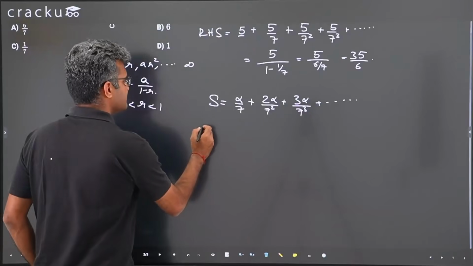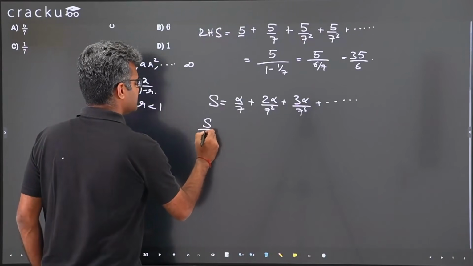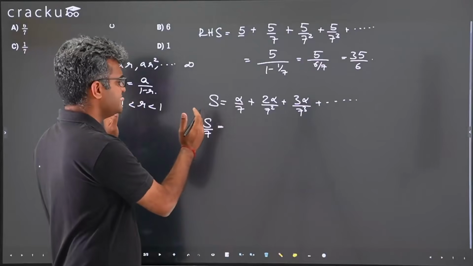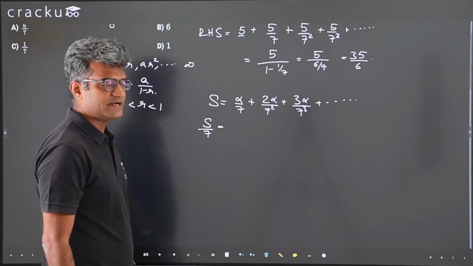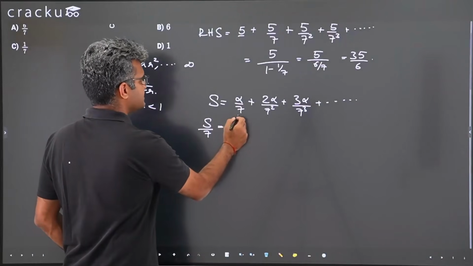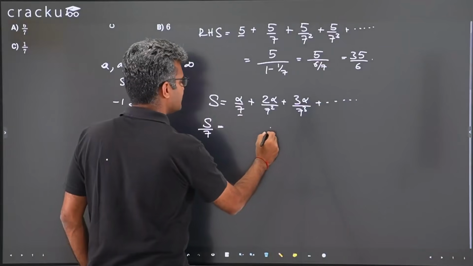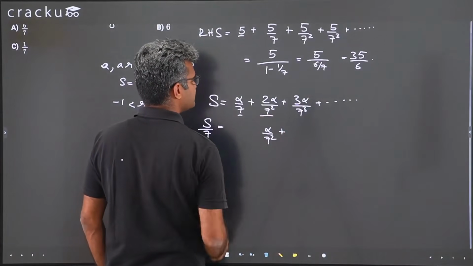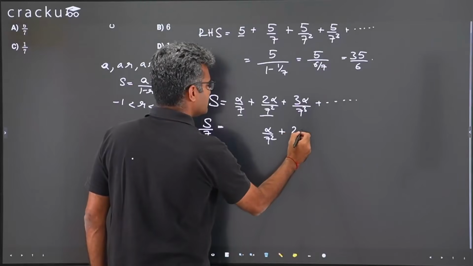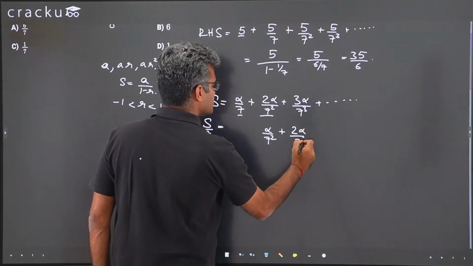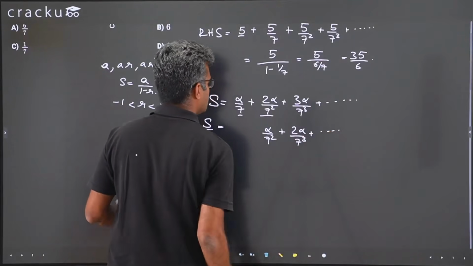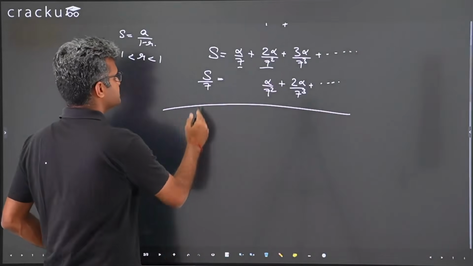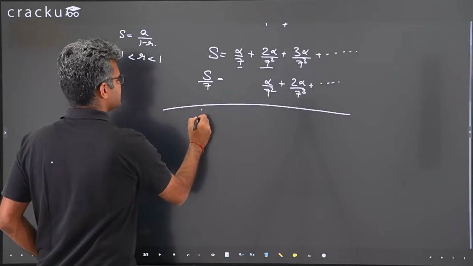So for this, if you multiply the given sum with 1 by 7 and shift each term 1 to the right, what is alpha by 7 divided by 7? It is alpha by 7 square. What is 2 alpha by 7 square divided by 7? It is 2 alpha by 7 cube. And so on. Now if you subtract the equation from the earlier equation, S minus S by 7 is 6S by 7.